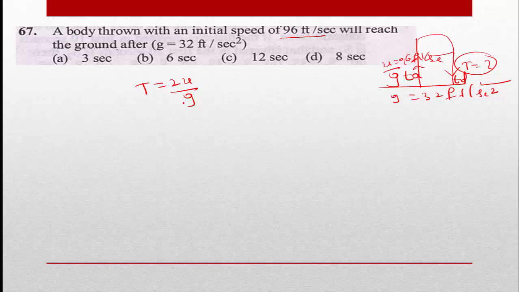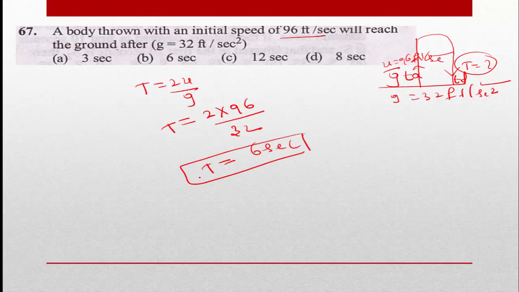Therefore t is equal to 2u divided by g, and t is equal to 2 into u equal to 96 divided by g equal to 32. Therefore t is equal to 96 into 2 divided by 32. We get the answer 6 seconds. Option B is the right answer.